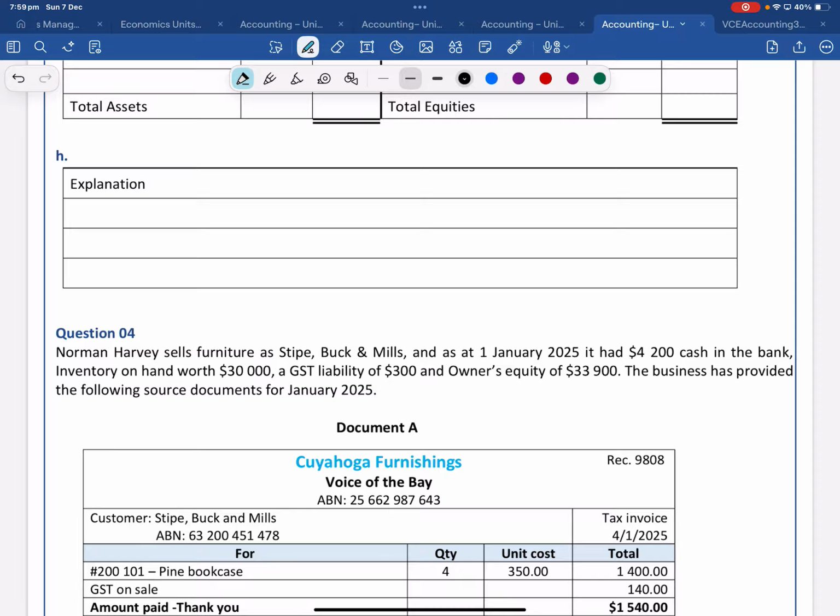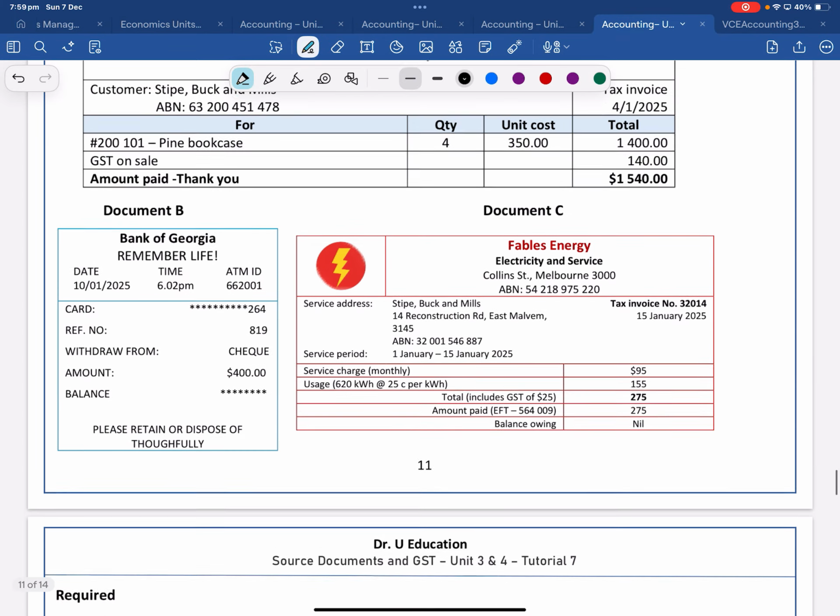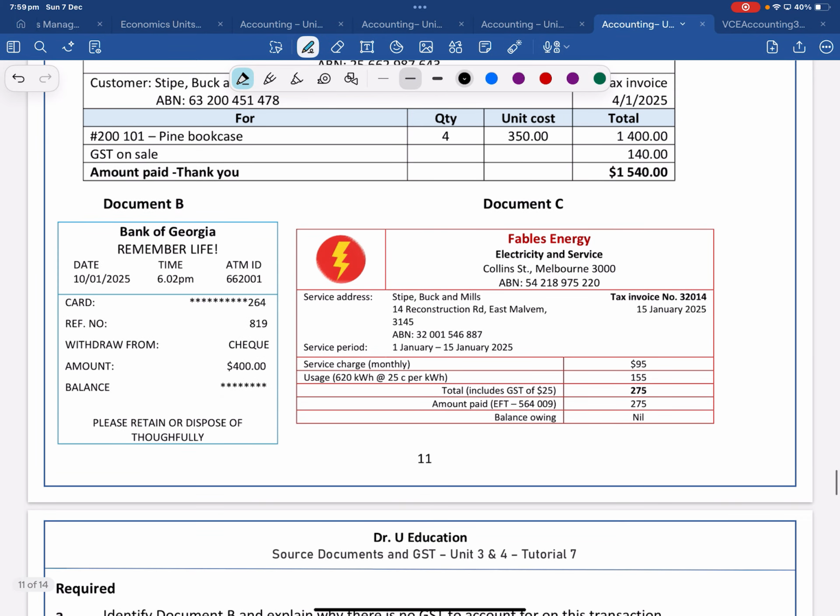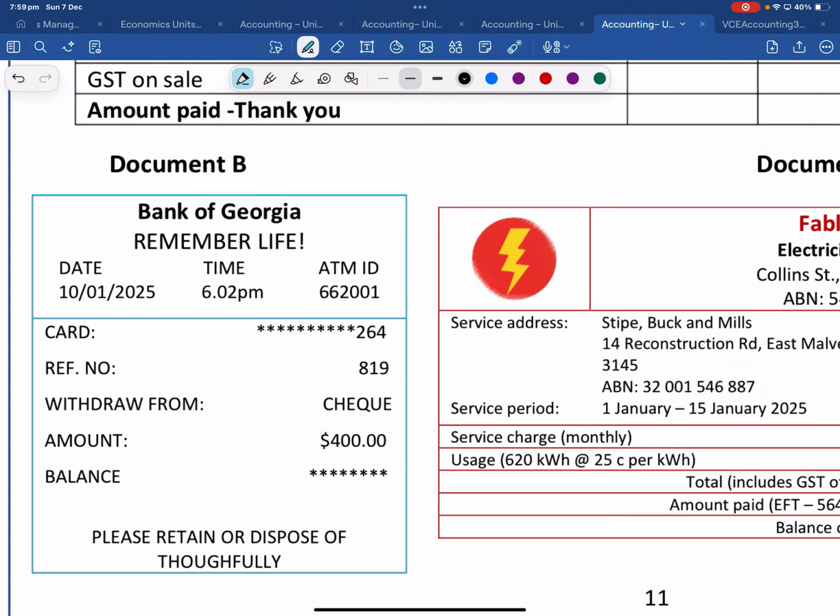What is the verification for an ATM ID? How do you find the source of the number? Reference number 819. So that's drawings. That's a drawing. Yes.